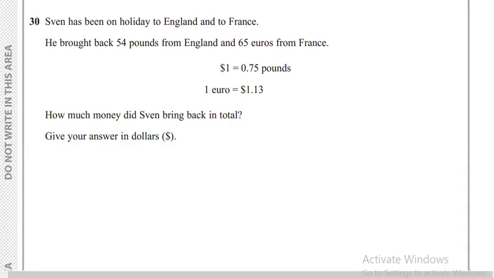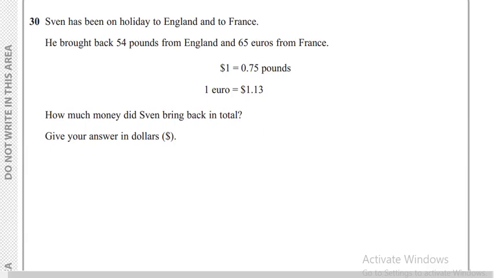In this video, we're going to talk about Year 9 Achievement Test, June 2023, Section B, Question 30. Sven has been on holiday to England and to France. He brought back 54 pounds from England and 65 euros from France. This is the exchange rate of dollars and pounds, and this one is the exchange rate of euros and dollars. How much money did Sven bring back in total? Give your answer in dollars.